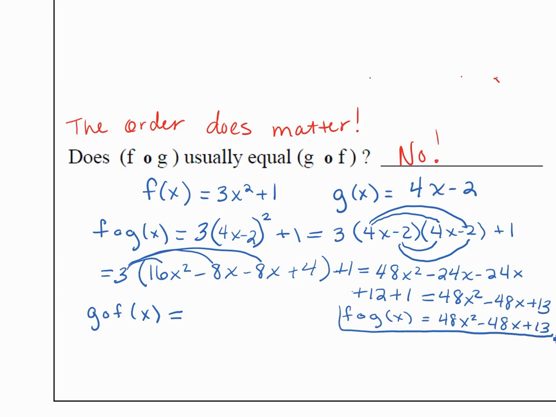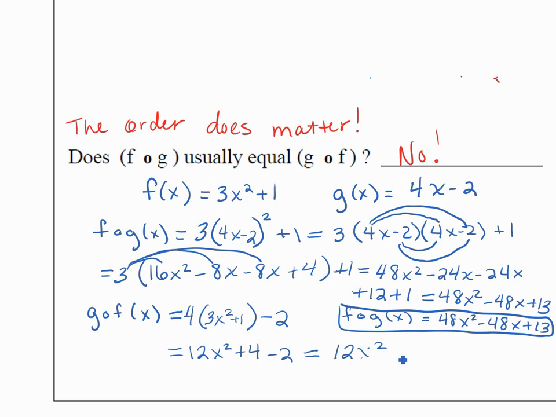Now let's do it the other way. Let's go ahead and do g composed with f of x. So that means we're going to start with g and write it out as 4, leave parentheses for x, minus 2, and now we're going to put f in the parentheses, which was 3x squared plus 1. So this one, since the x is the only thing squared, we don't have parentheses, it'll work out much faster. We just need to distribute the 4, so that'll give us 12x squared plus 4 minus 2. And so here, combining like terms, going the other way, we get 12x squared plus 2.